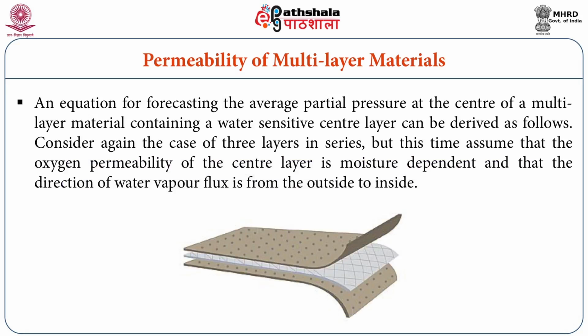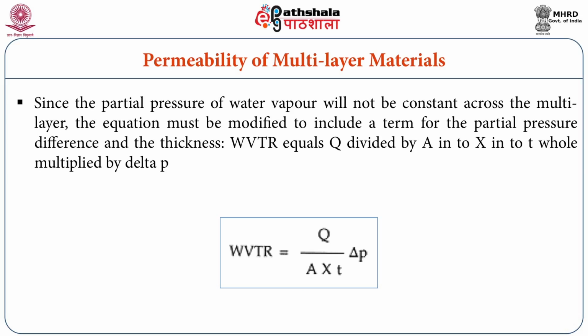An equation for forecasting the average partial pressure at the center of a multilayer material containing a water-sensitive center layer can be derived as follows. Consider again the case of 3 layers in series, but this time assume that the oxygen permeability of the center layer is moisture dependent and that the direction of water vapor flux is from outside to inside. Since the partial pressure of water vapor will not be constant across the multilayer, the equation must be modified to include a term for the partial pressure difference and the thickness.